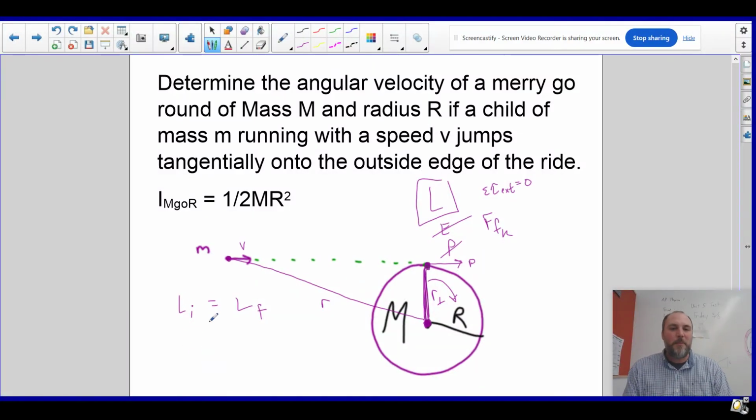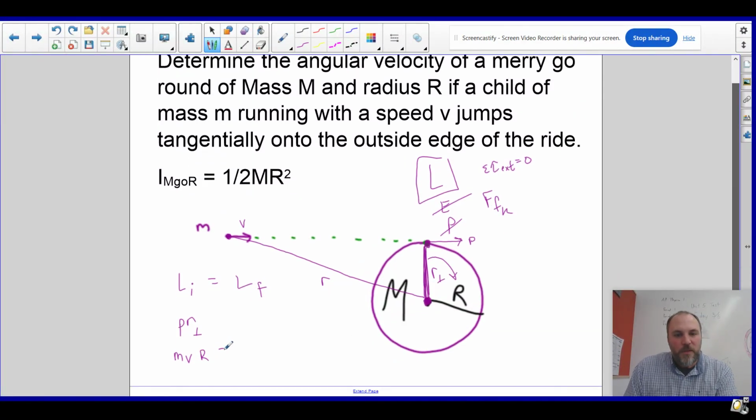So I would say that the amount of angular momentum that the child has as they approach the merry-go-round is just, again, P times R perp, and the linear momentum of the child is just mv. The perpendicular distance to the pivot is just one radius. And then the child sticks to the merry-go-round and they rotate together.